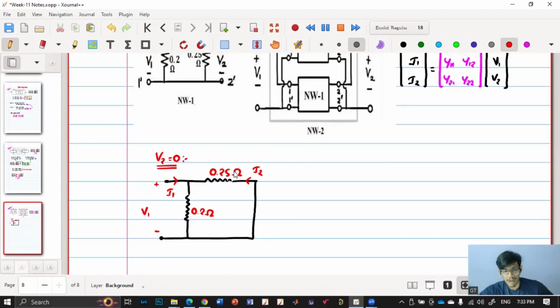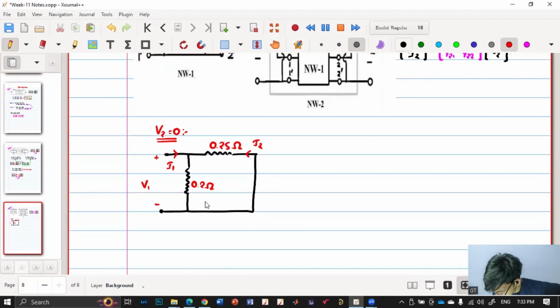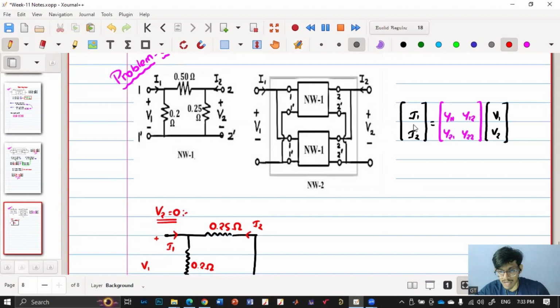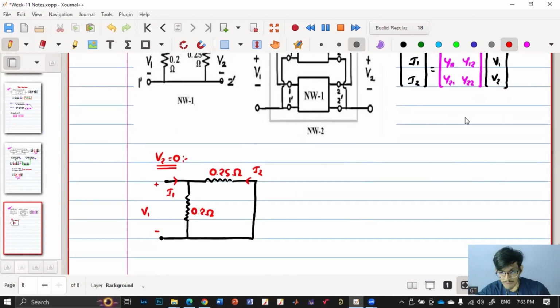So 0.2 parallel 0.25, and V1 is equal to Z into I1, right? Basically what we want is I1 in terms of V1 because V2 is 0. I want I1 equal to Y11 into V1. So my Y11 is equal to I1 by V1, and here I1 by V1 is nothing but the admittance. So 0.2 parallel 0.25, and we'll get 7. So Y11 is basically 7.